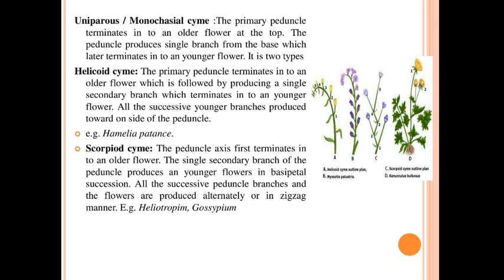Whereas the second type is the scorpioid cyme. The peduncle will produce one single branch on one side, followed by another branch on the other side in a zigzag pattern. And so it is called the scorpioid cyme. Most common example is heliotropium. Now this plant you might not have seen, but the second one, gossypium or cotton, is quite common, so you might have observed.